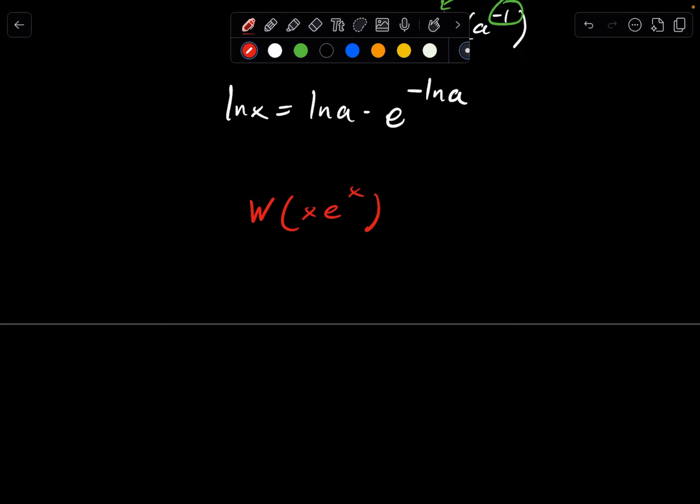Now, recall, ladies and gentlemen, we have the Lambert W function, one of my favorite functions in all of mathematics. Here's how it's defined. The Lambert W of x times e to the x returns x. That is the definition of the Lambert W function. It is the inverse of this.